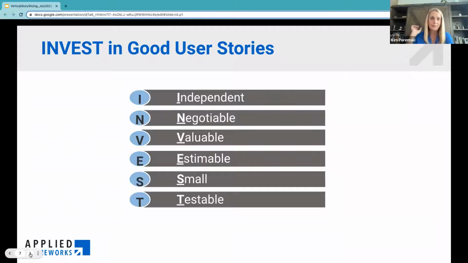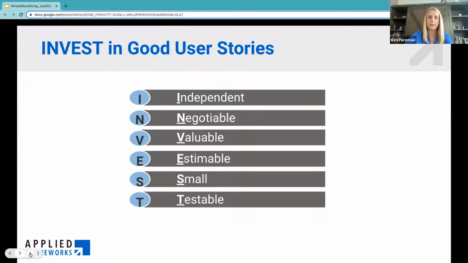Now I tend to hone right in again on that V, valuable. First and foremost, a user story needs to be valuable. It has to be something that the customer cares about, that the customer would say, yes, this is what I want. I can experiment with this. I can give feedback on this.